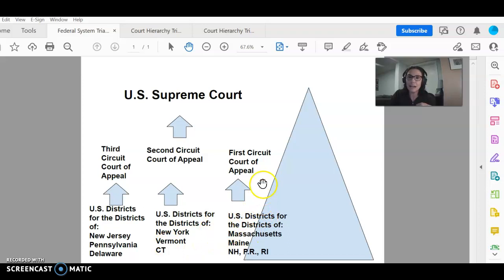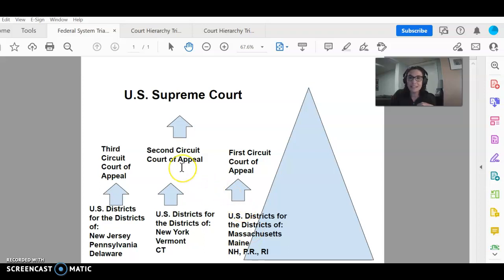Remember what we said about how we go up on appeal? From here, the U.S. District Court for the District of Massachusetts goes up on appeal to the Circuit Court of Appeals. This is a circuit court. This is a higher court. Decisions of the First Circuit Court of Appeals are binding on whom? Only the courts in the First Circuit. So these lower courts down here.